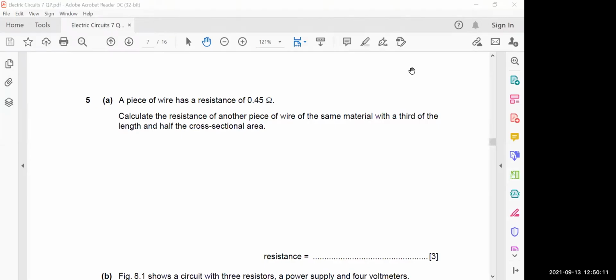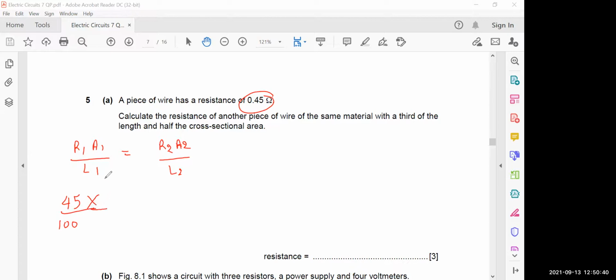Listen, how will you do this question? Again, you have to apply the same equation. Let me write the equation that R1 multiplied by area and the length of the first wire equal to R2 A2 divided by L2. So I will consider that this is our first wire having resistance 0.45. So 0.45 I will write here 45 divided by 100. I replace the decimal point.